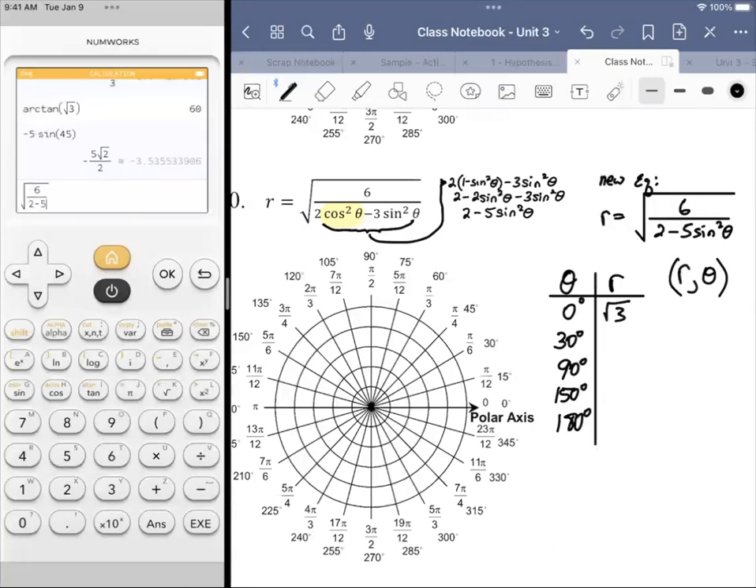2 minus 5 sine. Back it up to put the power of 2 in there. Squared. And I'm starting with 0 degrees. I'm in degree mode. So it gives flat out the radical 3, but it also gives me a decimal approximation. So radical 3, 0 is my first coordinate.